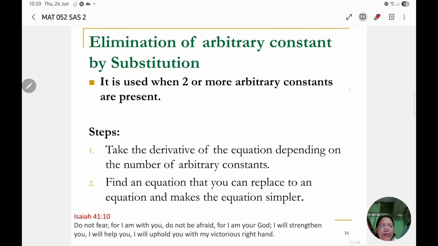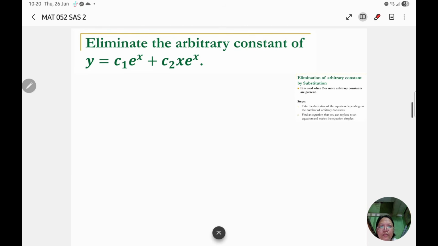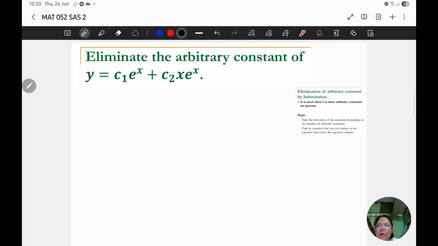Okay, example number 1. Y equals c sub 1 e to the x plus c sub 2 x e to the x. So there are how many arbitrary constants? We have 2, meaning we will derive the equation twice. So first step is to derive the equation. Then find an equation that you can replace that makes the equation simpler. So write first the equation: y equals c sub 1 e to the x plus c sub 2 x e to the x.